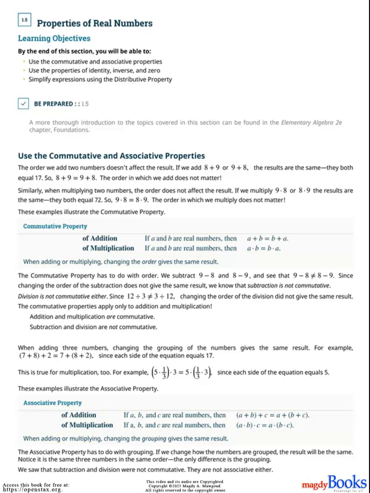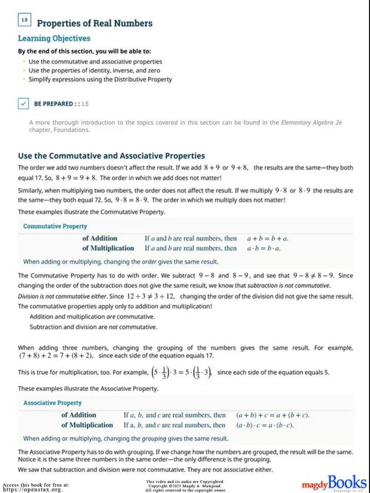The order we add two numbers doesn't affect the result. If we add 8 plus 9 or 9 plus 8, the results are the same. They both equal 17. So, 8 plus 9 equals 9 plus 8. The order in which we add does not matter.